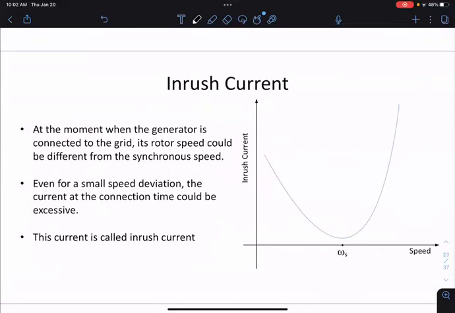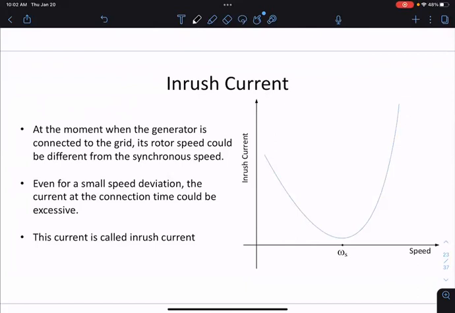And then we can look at inrush current. Inrush current means that at the moment you connect to the grid, your speed is probably very different than the synchronous speed. You have a relatively large slip, then you have a large current going through the system, and it's called inrush current. Often the design of the machines is limited by the inrush current it can handle. This is the design limitation we have.